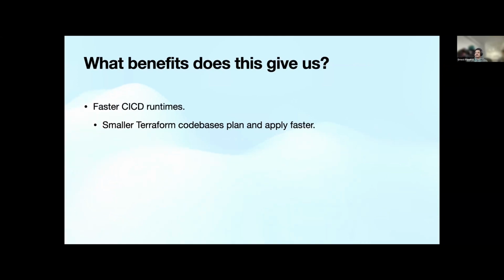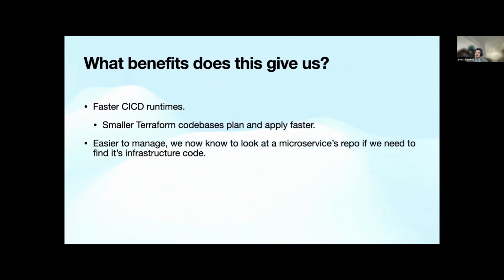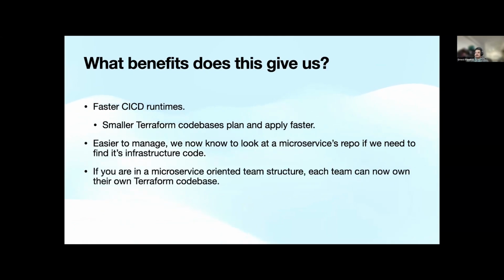Obviously, smaller Terraform code bases are going to plan and apply faster. This is going to be easier to manage. We now know where to look if we need to find a microservice's code. With the monolith structure, you're often looking through a single file that has everything in it, and that's never fast. You've got to find stuff. If you touch one resource, you might indirectly affect another resource if it's referencing that. So this is going to be easier for us as DevOps to manage.